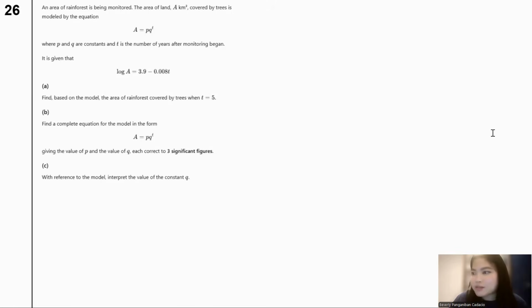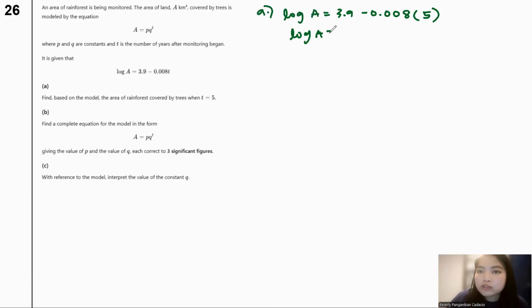Letter A is very easy because you're just going to put that in the calculator, but we want some workings there. So basically, you're just going to copy log A is equal to 3.9 minus 0.008T, but instead of T, you put the 5 because that's what the question says. What will be the value of A, or the area of rainforest, when T is equal to 5? So log A is equal to, just put the right side on the calculator, 3.86. You're not yet done because log A is not the answer. The answer will be the exact value of A, the estimated value of A.